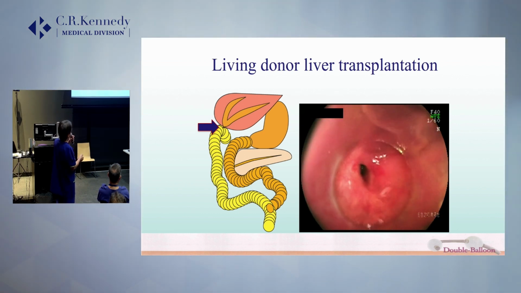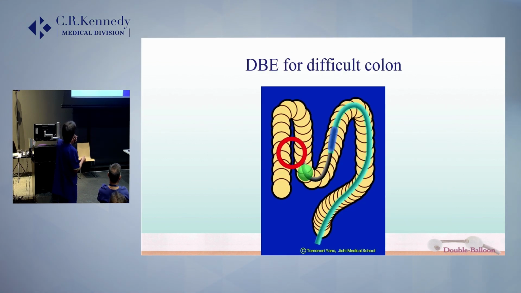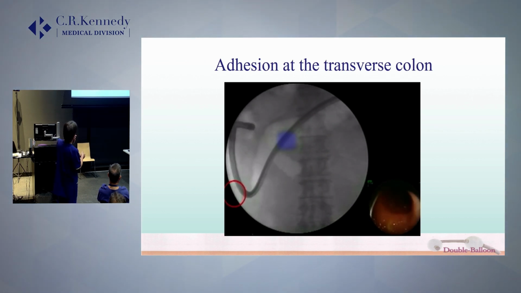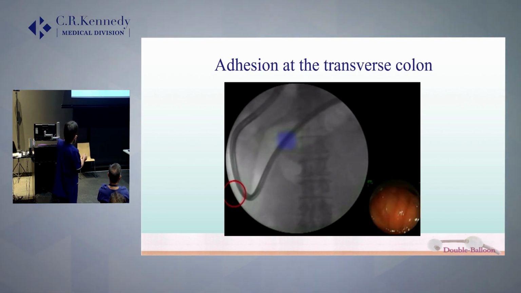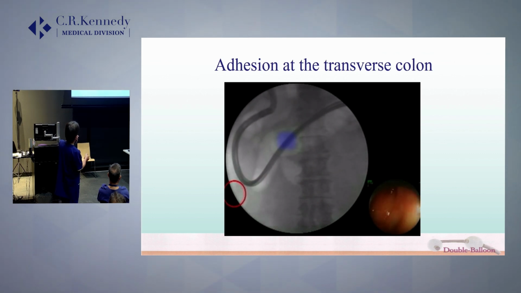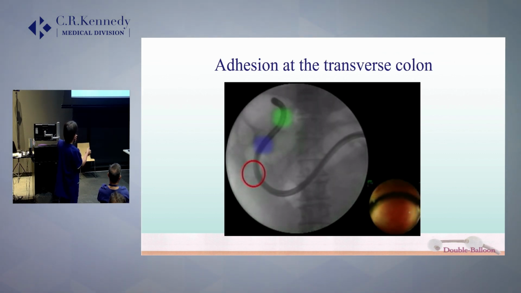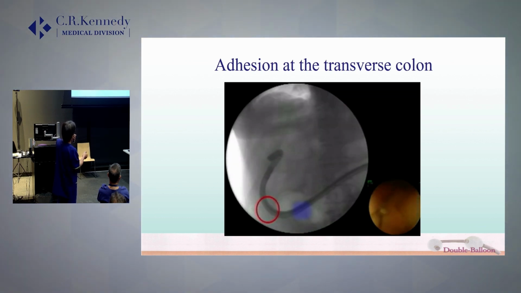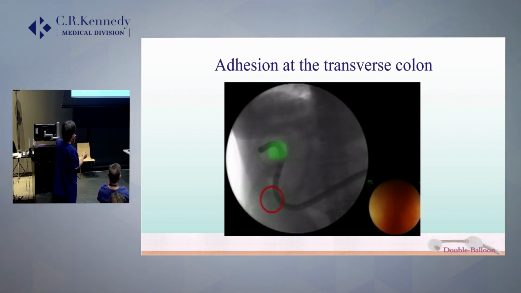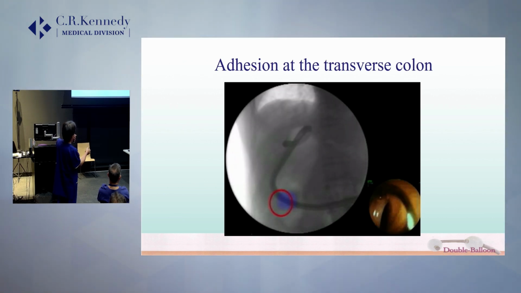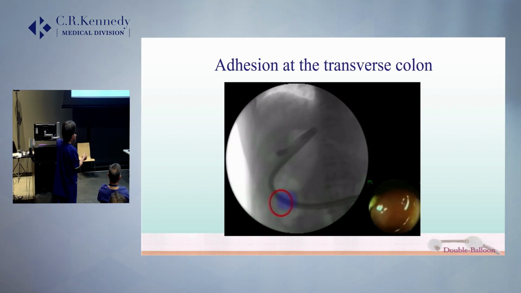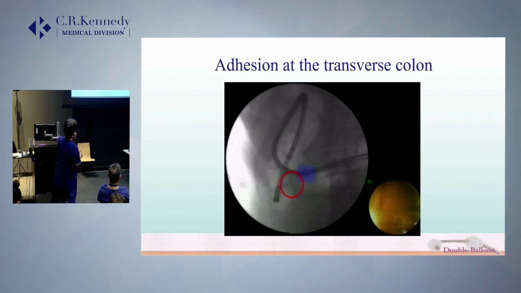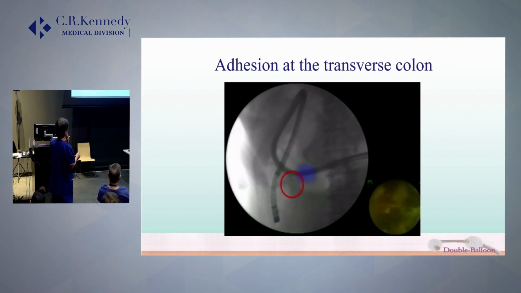But what I want to tell you is for the colon. This is also good for difficult colon, even with adhesion. This patient had an adhesion between the transverse colon and the ascending colon. So the hepatic flexure cannot be straightened. But as long as the overtube balloon grips, the flexible endoscope can turn the hepatic flexure and reach the cecum. So the double balloon endoscope is also a good tool to overcome a difficult colon.